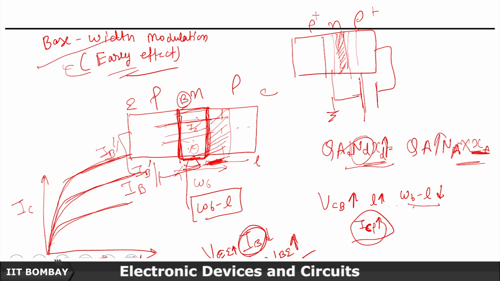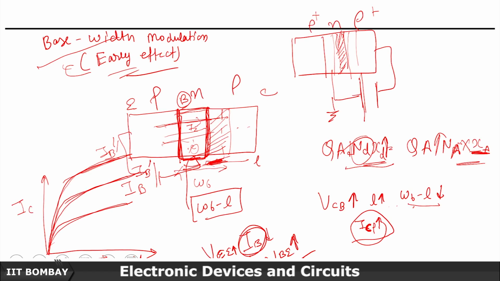Now, another interesting thing that one can ask: if we keep increasing this VCE, what will happen? Will it be completely depleted? Is it possible that this region is completely depleted and then all the emitter current will reach the IC, right? The transistor won't work in that situation. The answer is yes, it is possible. This is known as the punch through process, and this is possible.